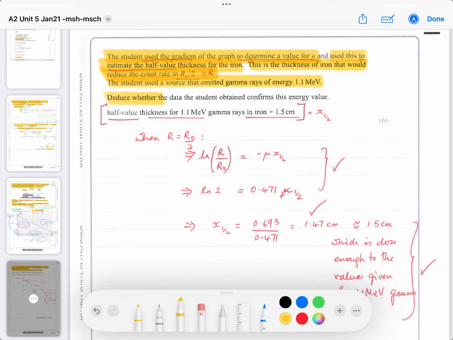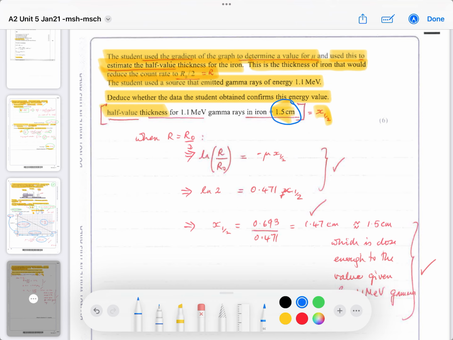So deduce whether the data the student obtained confirms this value. In other words, will the value of x half, the half value thickness, come to about 1.5 centimeters? So we're looking to show that the x value will be 1.5. Okay, that's what we're looking for.